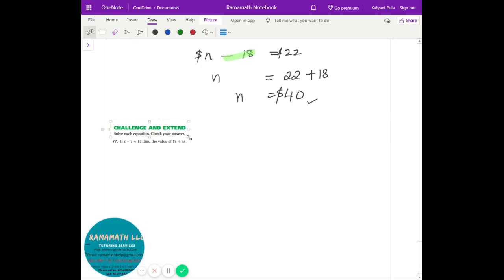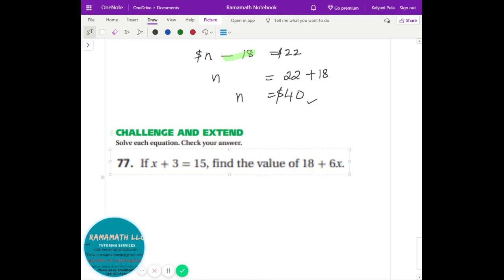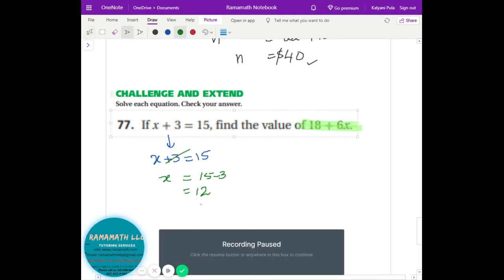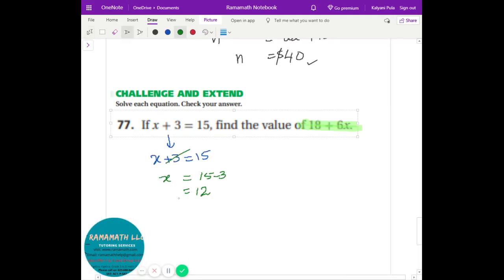So, challenge extended. I want you to look at this question right here. In this question, x plus 3 is 15 and then we have to find out 18 plus 6x. This is one of the SAT type of questions. They don't give you the answer directly, but you need to use the information given to you, and then find the value they're asking about. Let's try this. If you don't understand it, please ask a question, okay?